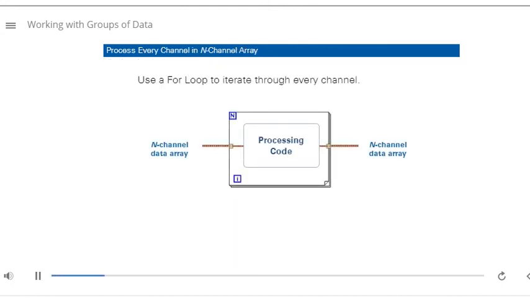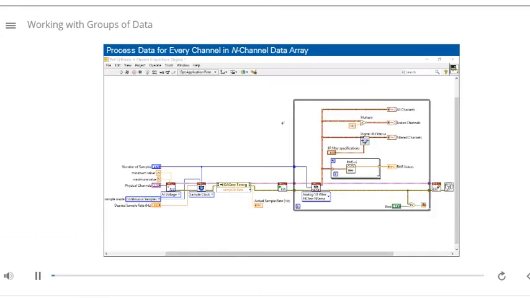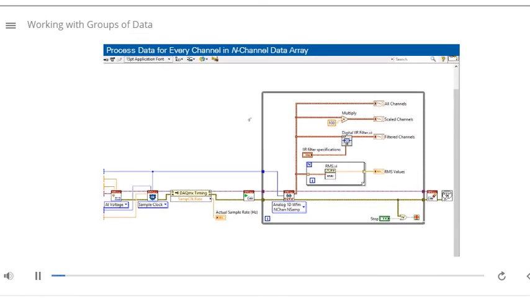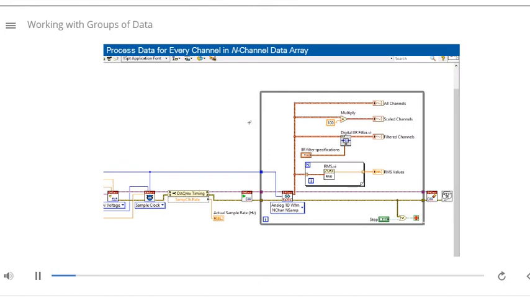Now that you know how to use for loops with auto-indexing tunnels, you can use this technique to iterate through each channel in an N-channel data array, process each channel, and output the processed results of each channel to another array. This example acquires N-channel N-sample data as a 1D waveform array data type. It displays the acquired data in this graph.